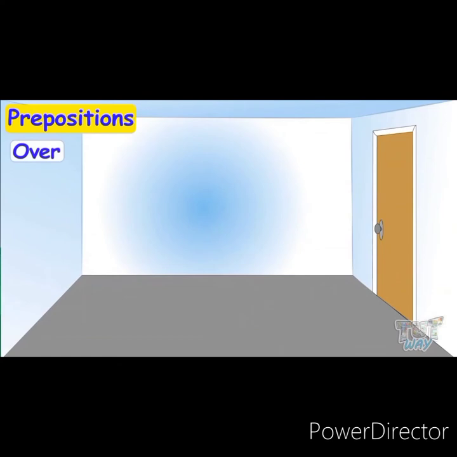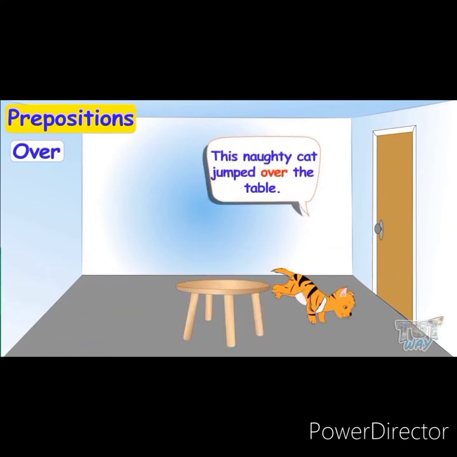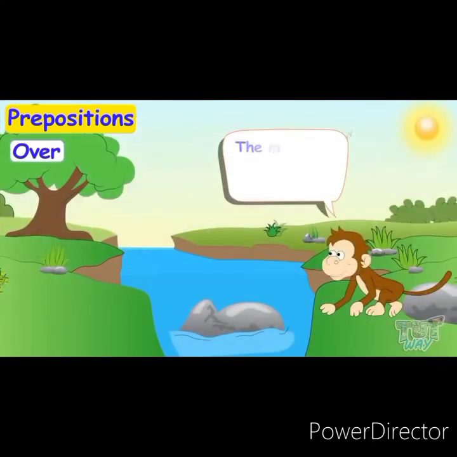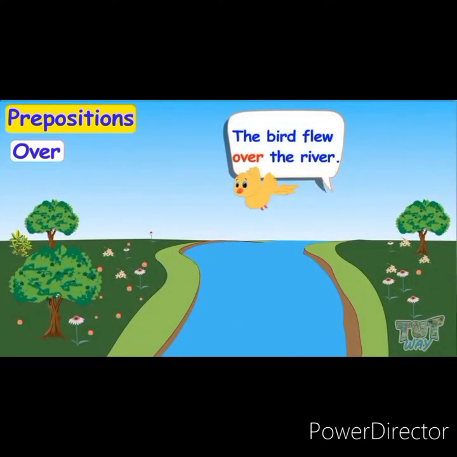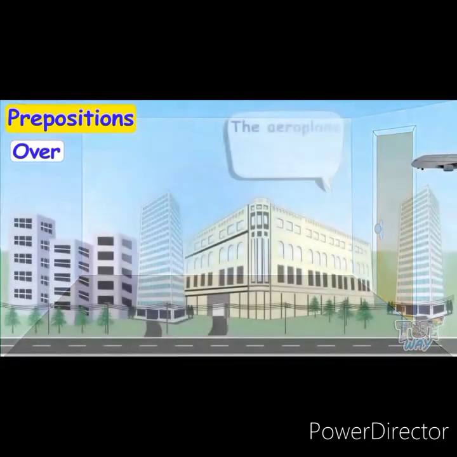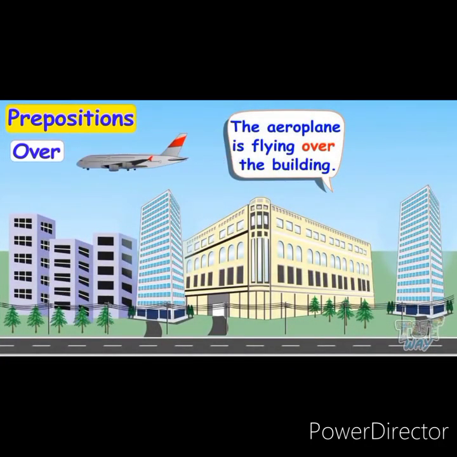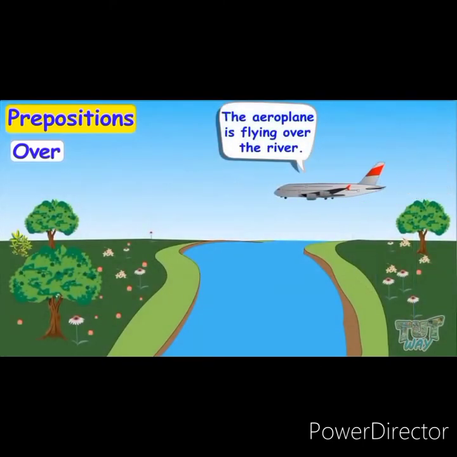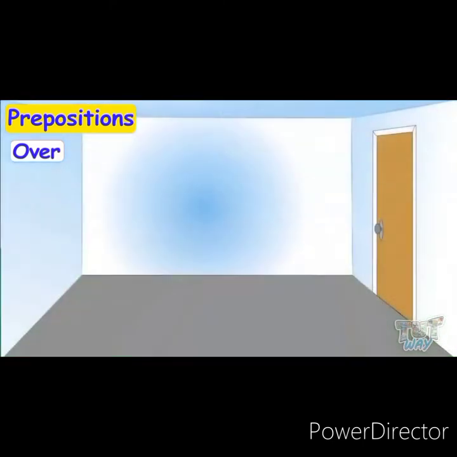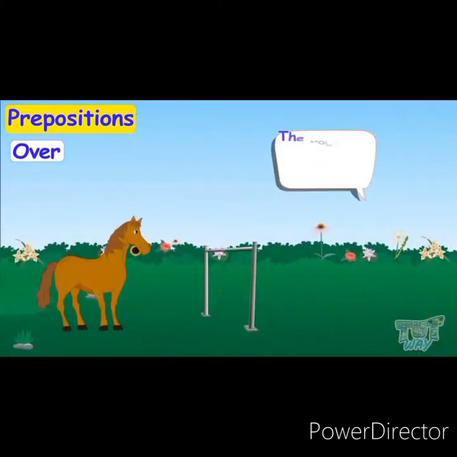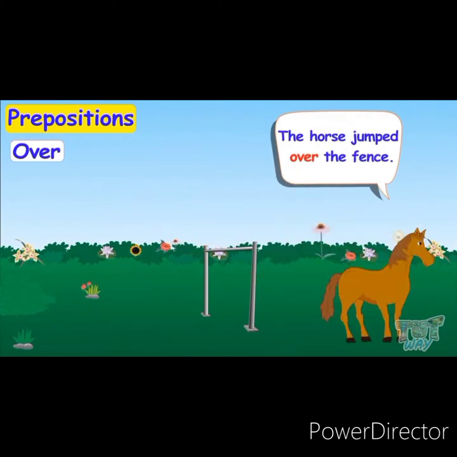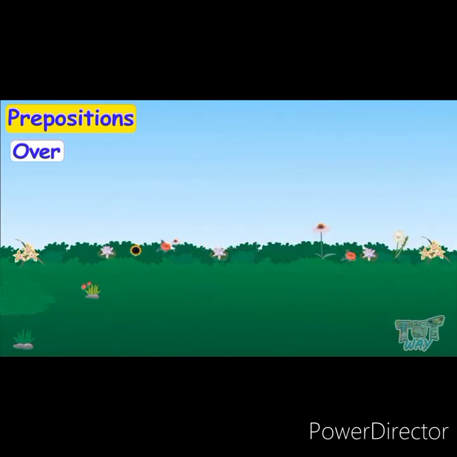Next is the preposition over. The naughty cat jumped over the table. The monkey jumped over the pond. The bird flew over the river. The aeroplane is flying over the building. The aeroplane is flying over the river. The clouds are floating over the building. The horse jumped over the fence. Children, I hope you all have understood the preposition over and how the word over is used in the different sentences.